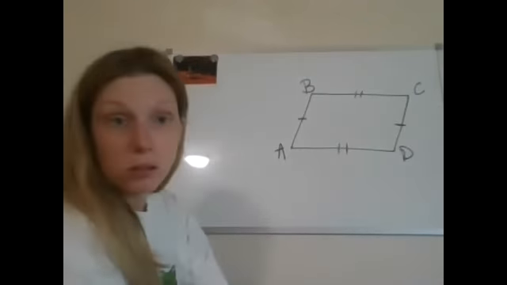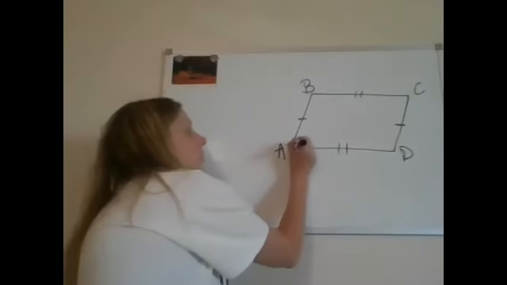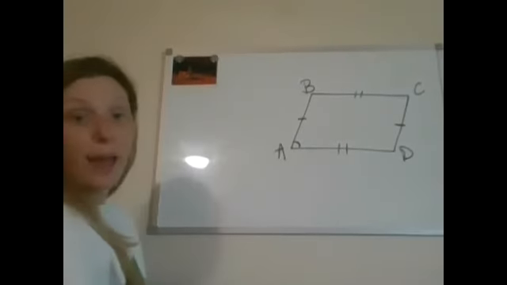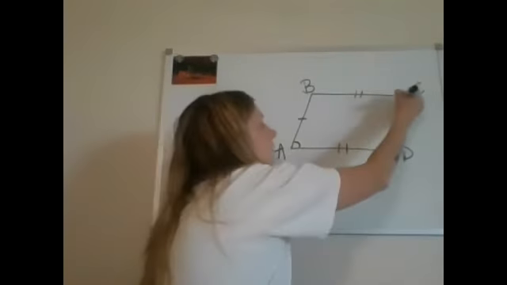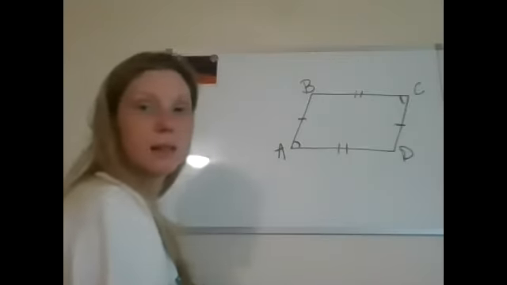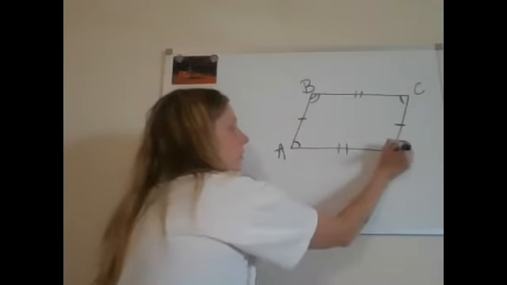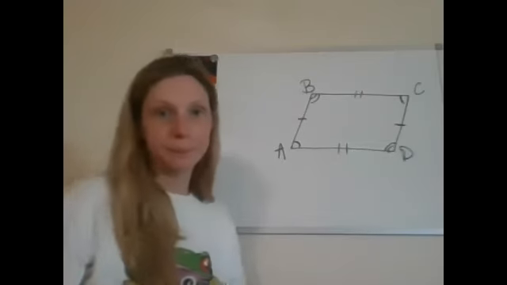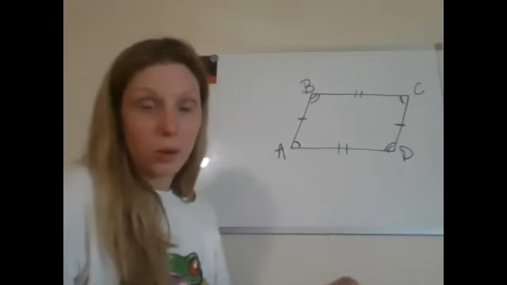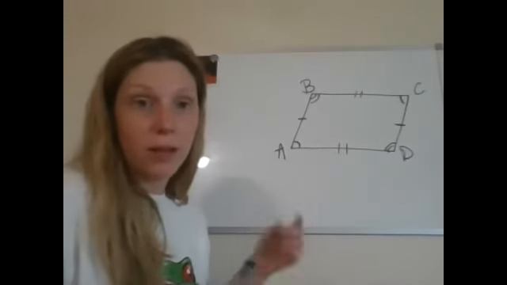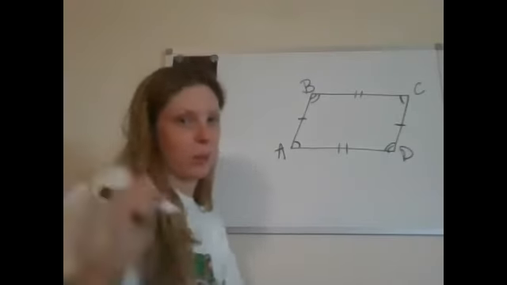We can look at angles. So opposite angles are equal. So angle A would be equal to angle C, and angle B would be equal to angle D. Okay? Opposite is equal. Before I talk about consecutive angles, I'm going to talk about one more opposite but equal part.